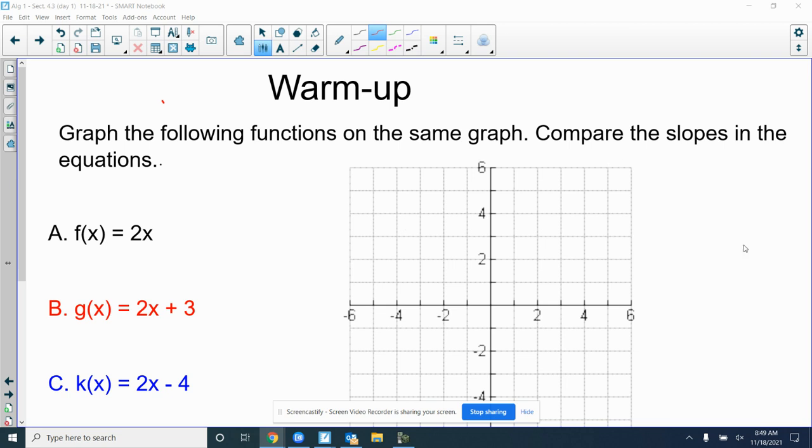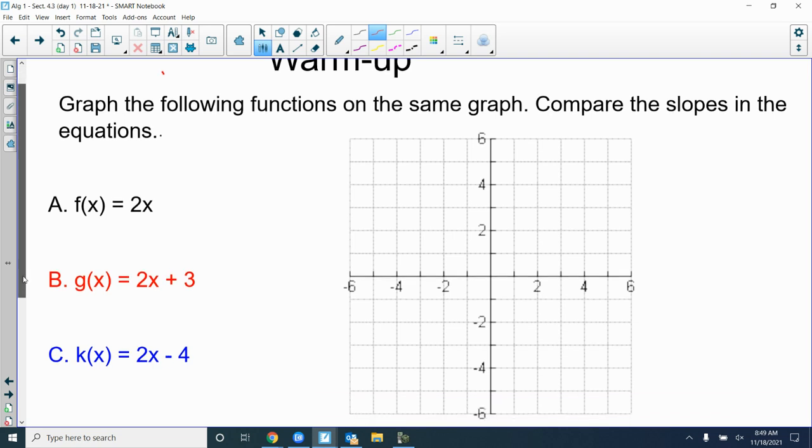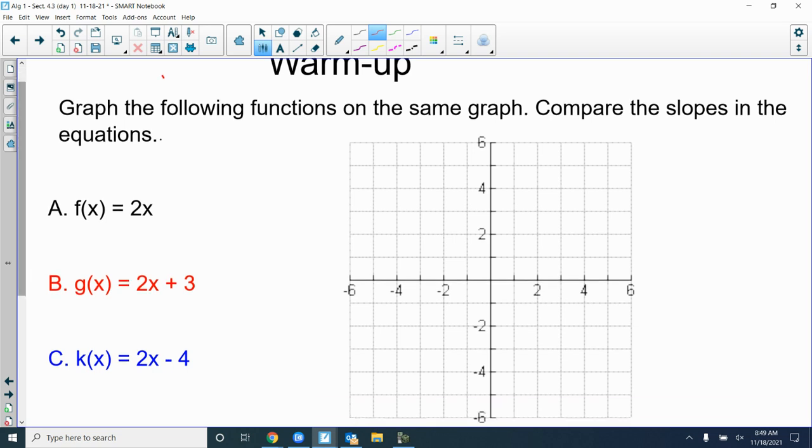All right. On your guided notes, to the right there at the top, you should have a little grid, right? Graph these 3 lines. So let's do f of x equals 2x. We'll do that together. And I'll have you do 2x plus 3 and 2x minus 4. Slope of f of x equals 2x.